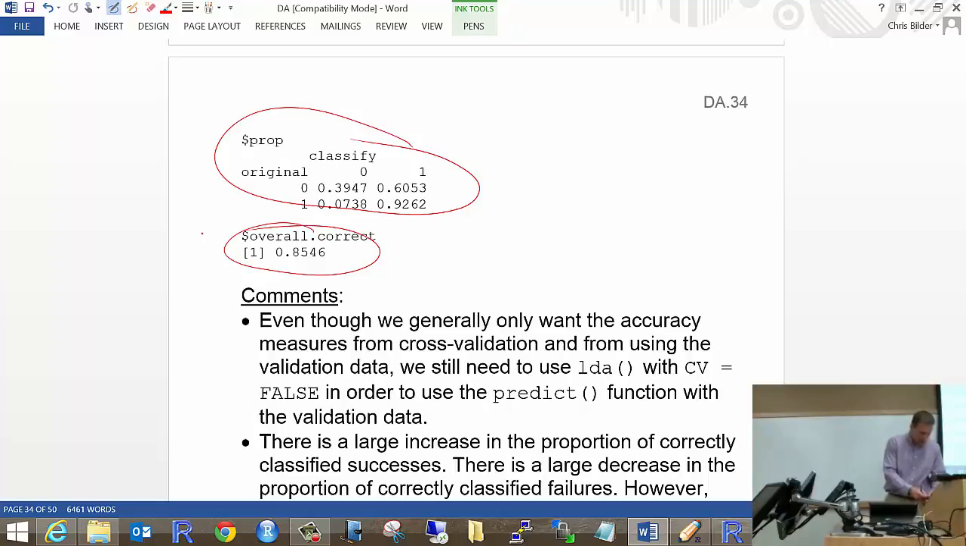Which before was 76%. So, looks like overall I have an improvement. And if I were to just simply go on this overall correct rate, I would choose linear discriminant analysis with priors proportional over what I had done previously, linear discriminant analysis with equal prior probabilities.